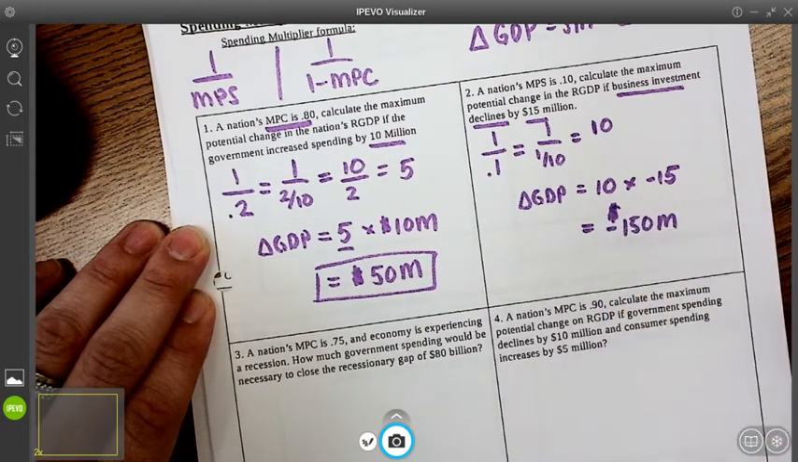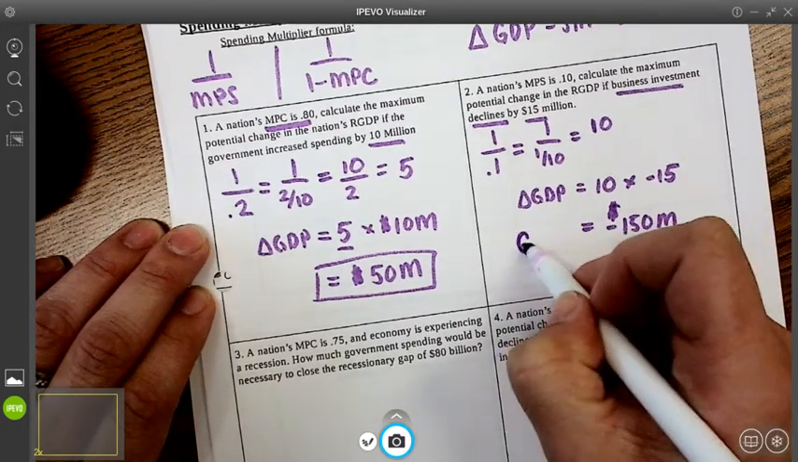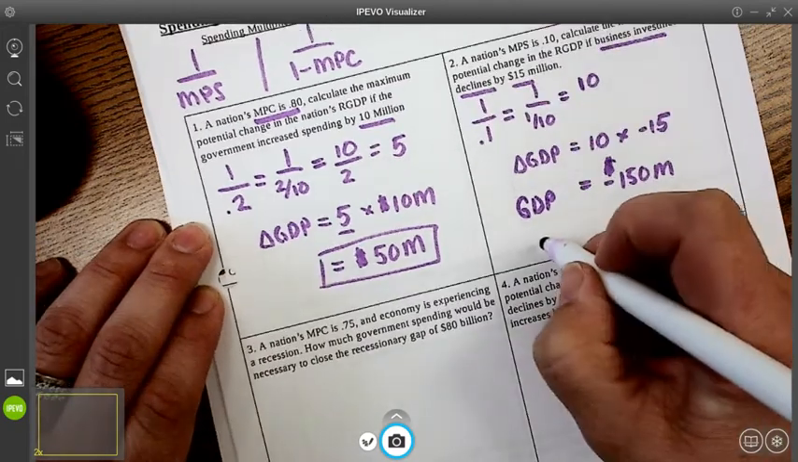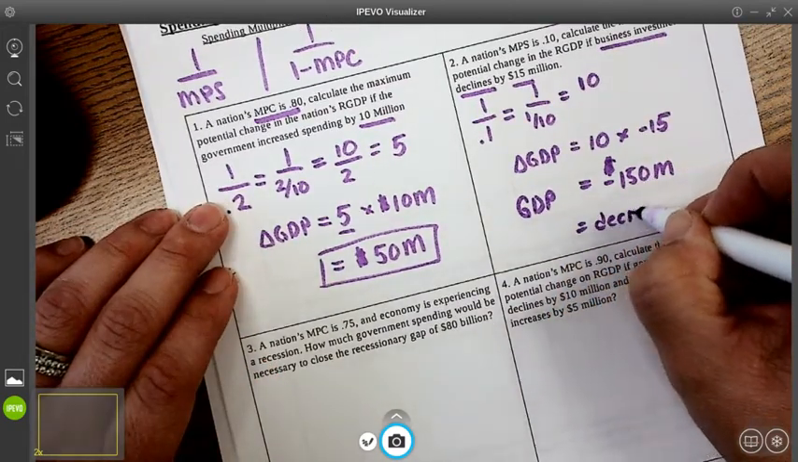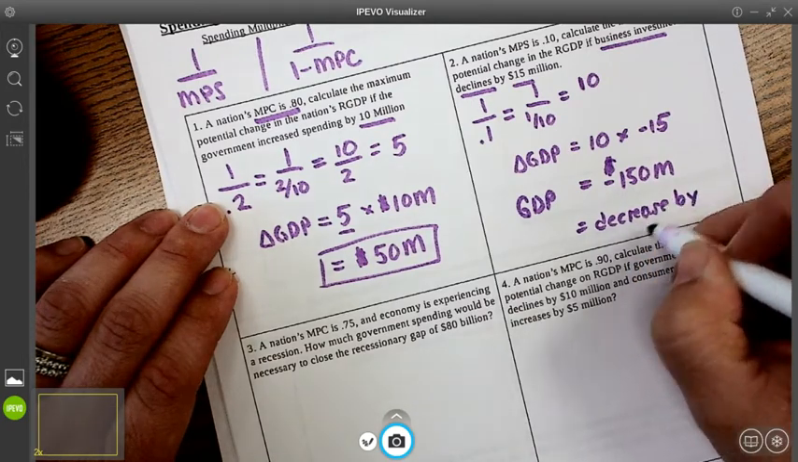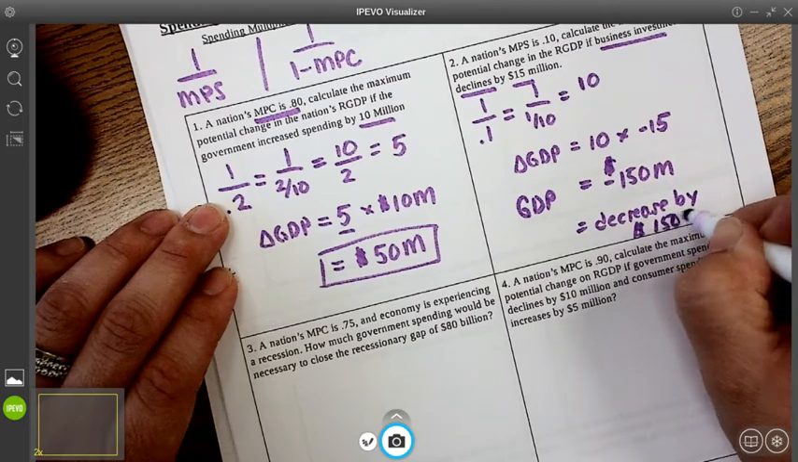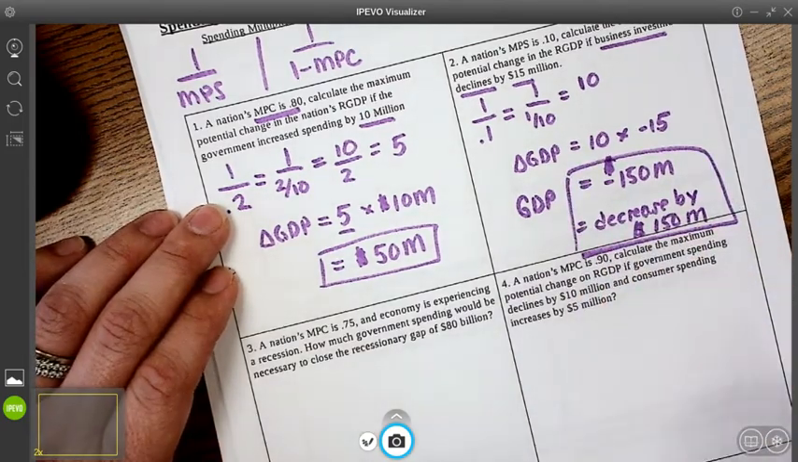Sorry, I forgot to put my dollar sign in. I'm plugging it in. And that would be your change in GDP for this one. You can use a negative sign, but you also can say something like it decreased by 150 million. Okay? So those are our final answers for number 2.